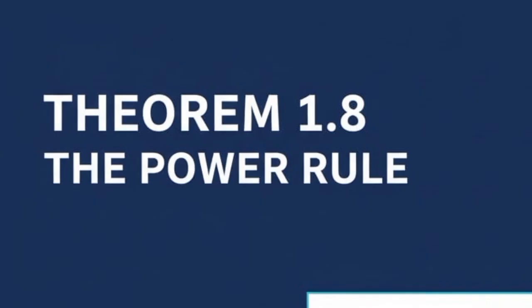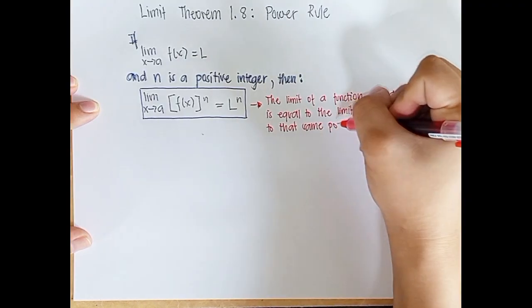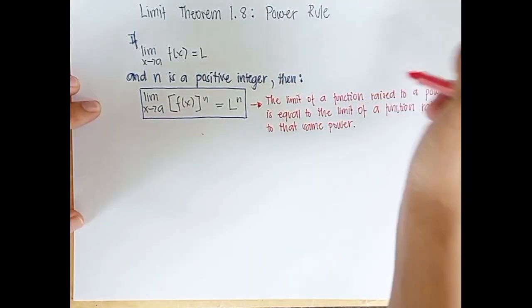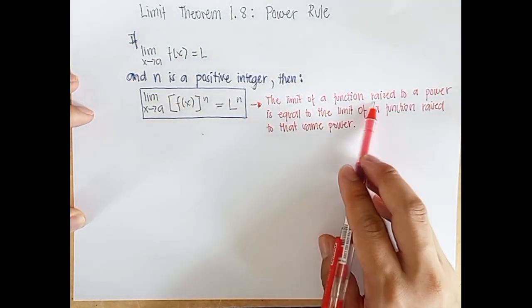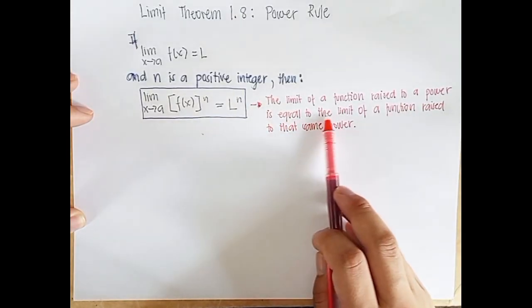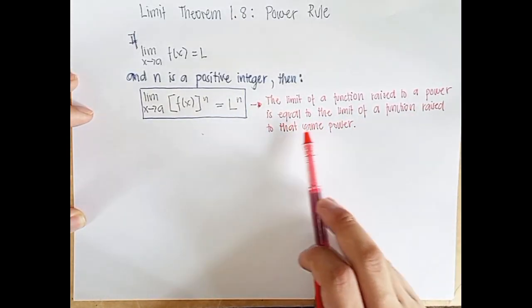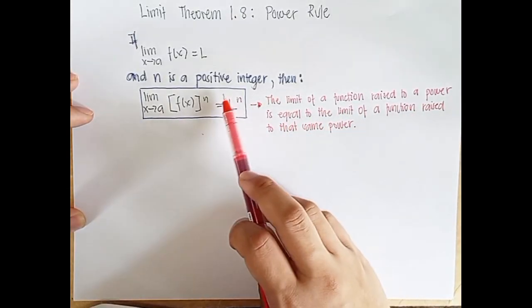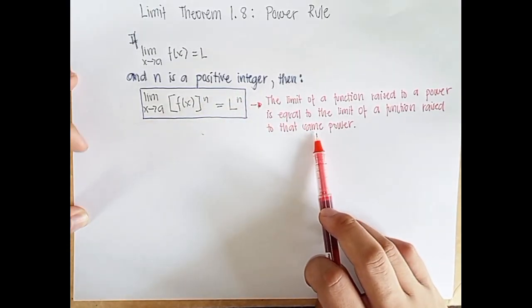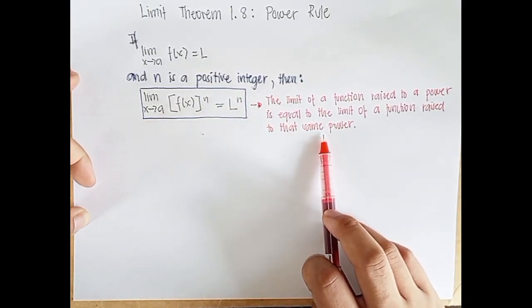Now we are done with Theorem 1.7. Let's proceed to Theorem 1.8, which is the power rule. The limit of a function raised to a power is equal to the limit of the function raised to that same power, where n is a positive integer and sometimes extended to real exponents. The limit as x approaches a must exist.